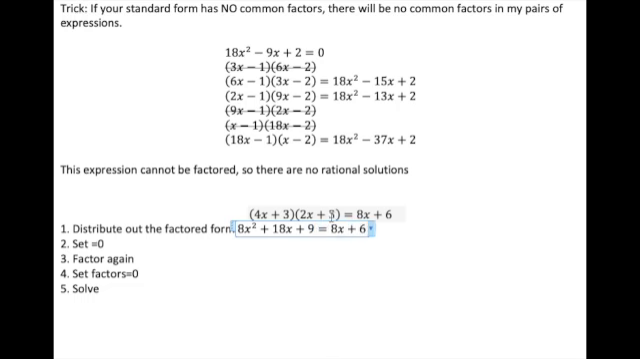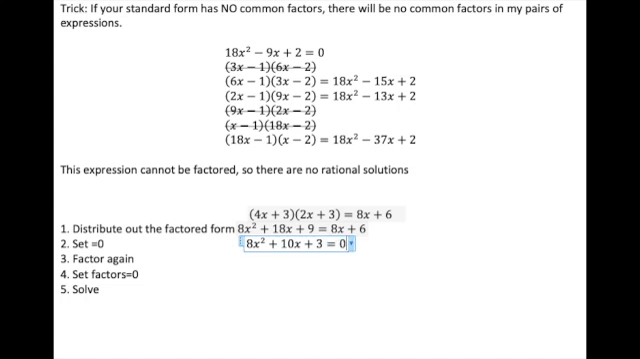So next step, I'm going to set this equation equal to 0. So I will have, let's see, 8x squared. I'll subtract 8x from both sides, so I'll get 10x. Subtract 6 from both sides, and I'll get 3 equals 0.